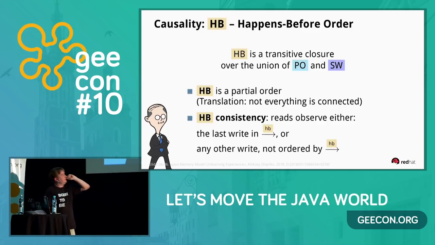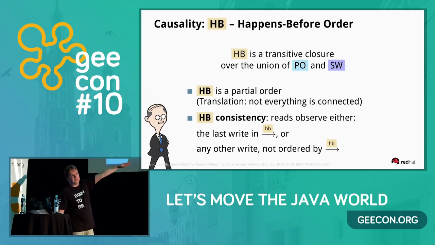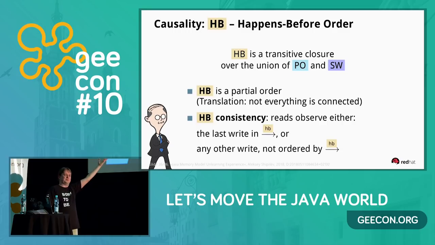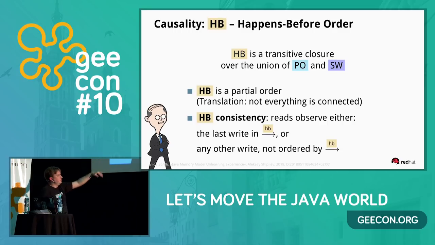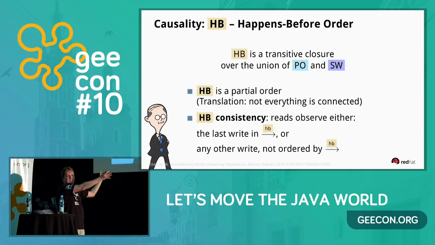And it's tricky: the actions have to observe the latest write in happens-before order, or any other write not ordered by happens-before. Now, if we didn't have the second clause there, it would look like synchronization order if happens-before was also total. But this actually allows races. So if you have a racy write somewhere non-synchronized, happens-before allows you to observe it.